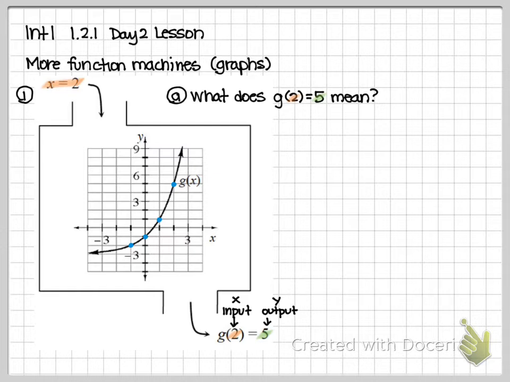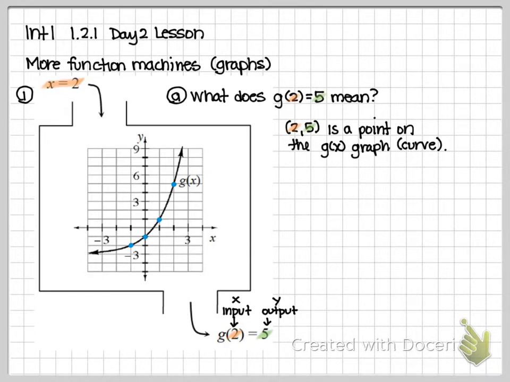So what this is saying is that (2, 5), so (x, y), is a point on the g of x graph. It looks like a curve to me. So it's on the g of x graph. So I'm just going to state that that's the curve. Okay, so let's take a look at the actual graph itself and plot the point (2, 5).